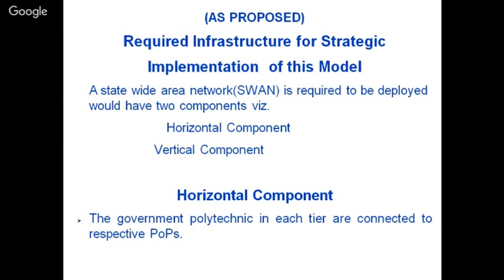In detail, yesterday Amarjeet discussed all the things. So just what UP has proposed, what the Principal of Polytechnic Allahabad proposed, was a state-wide area network to be deployed in two components, one horizontal, another vertical. In the horizontal component, the government polytechnics in each tier are to be connected to respective points of presence. Horizontal means peer to peer.